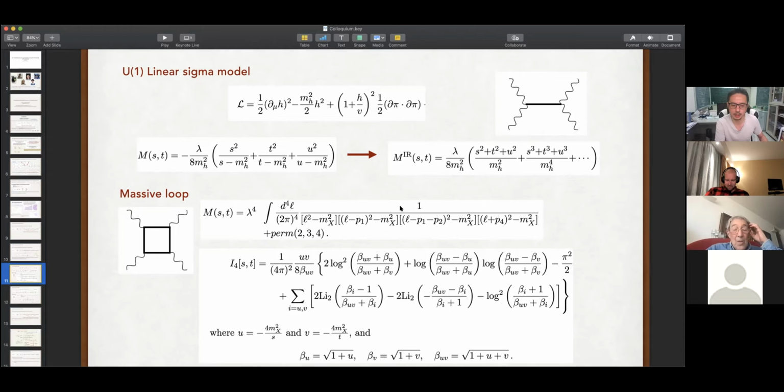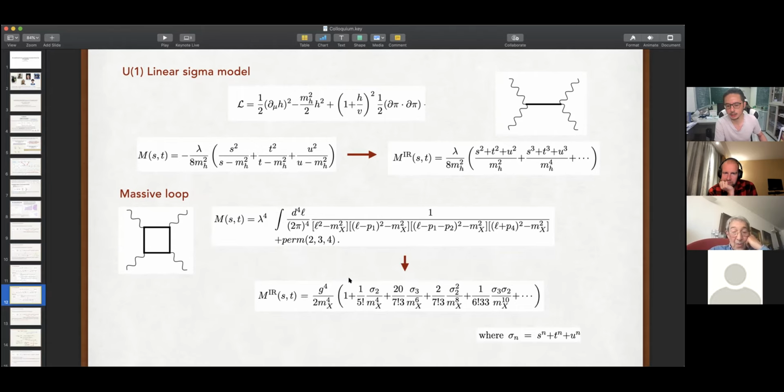If, on the other hand, the UV completion is coming from massive states inside the loop, then the UV amplitude is of course this box integral, the massive scalar box, which has a relatively complicated function. But then in the low energy expansion, you still get this polynomial expansion. And in this polynomial expansion, now the coefficient changes. And so you can see that these coefficients indeed encode the structure of the UV completion.